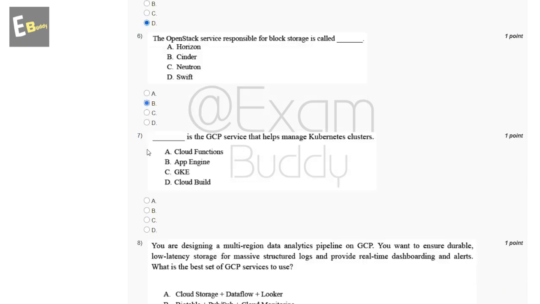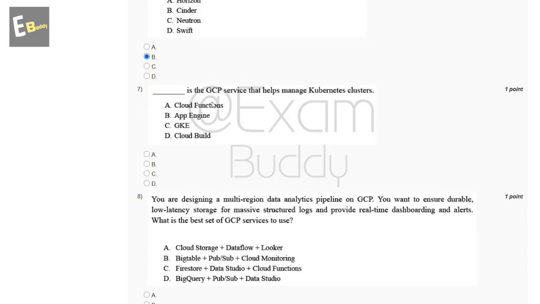Now the seventh question is: dash is the GCP service that helps manage Kubernetes clusters. So these are the options: Cloud Functions, App Engine, GKE, Cloud Build. So the answer to our seventh question is C, GKE.